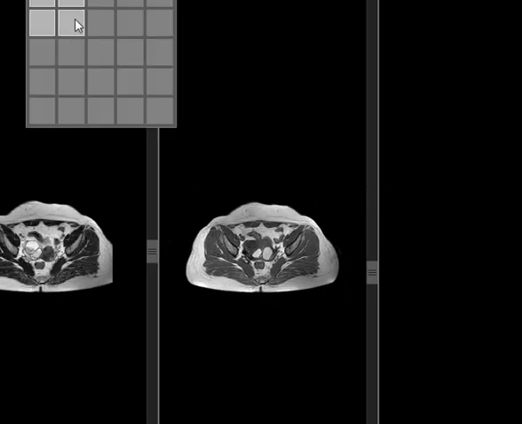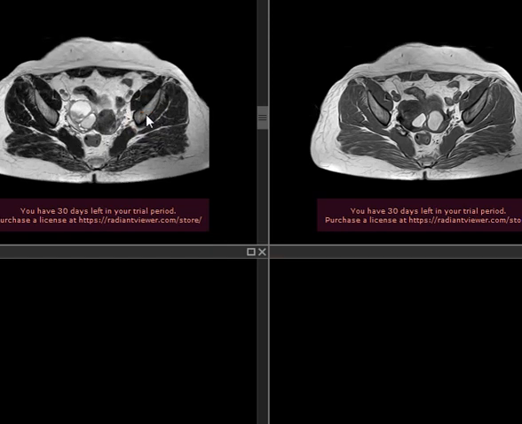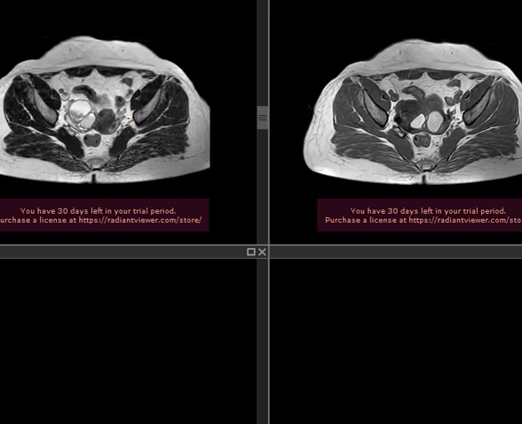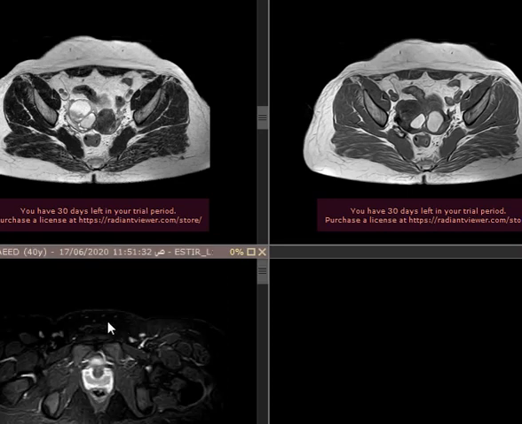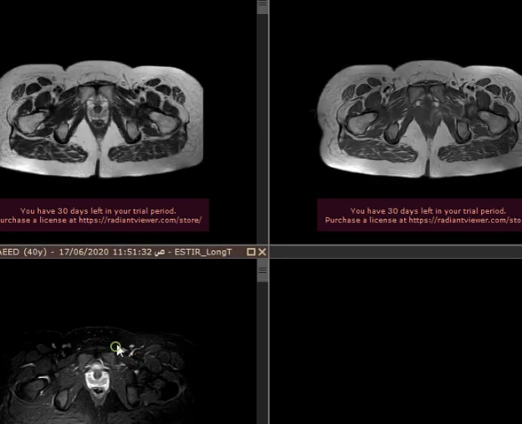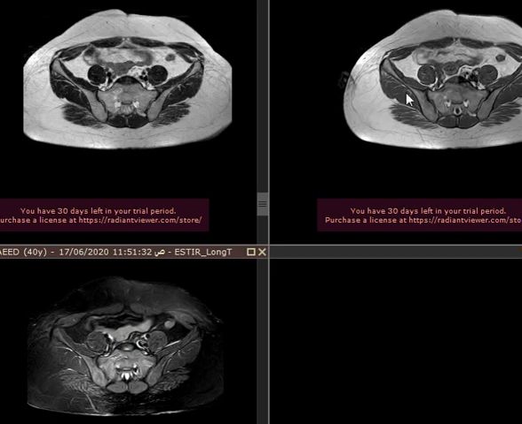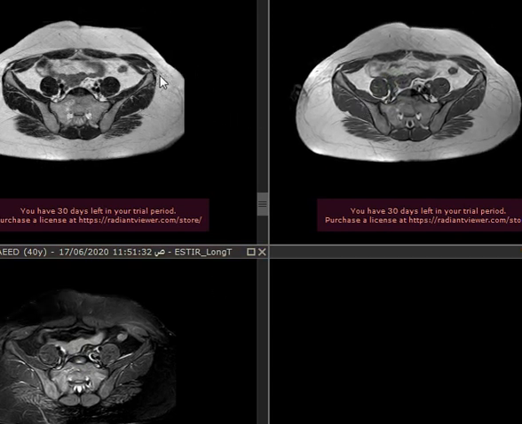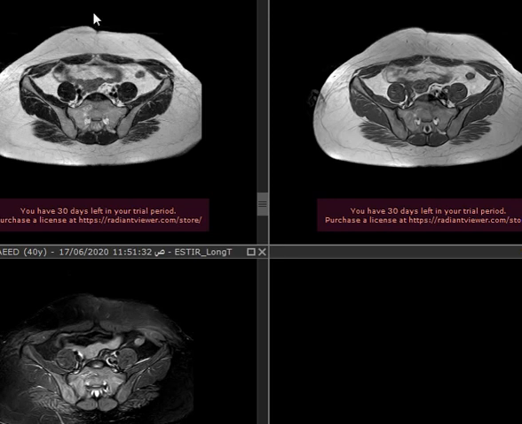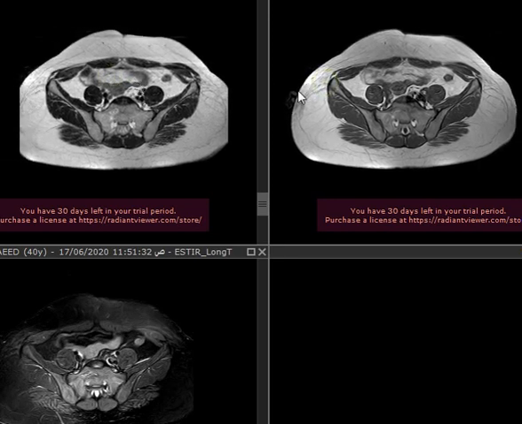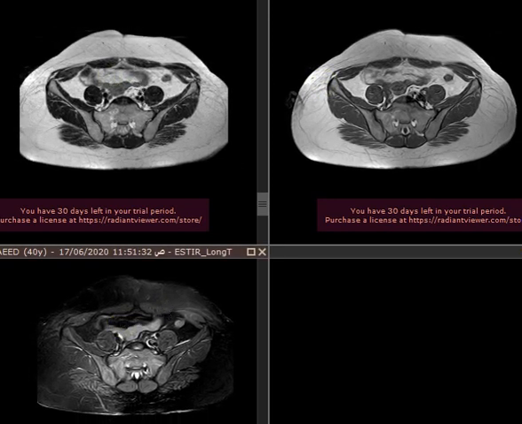Let's see. Let's unlock them. Good, like that.